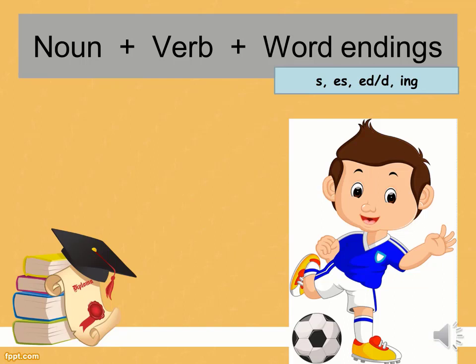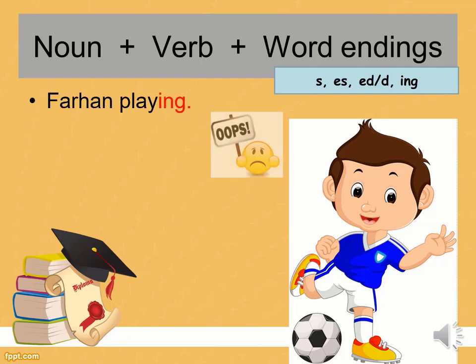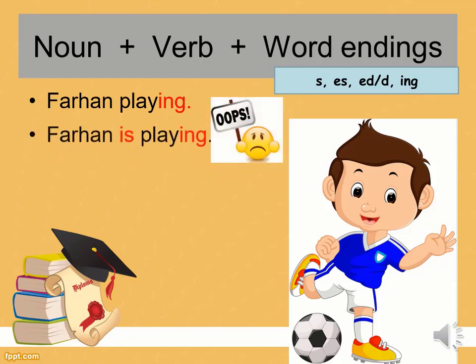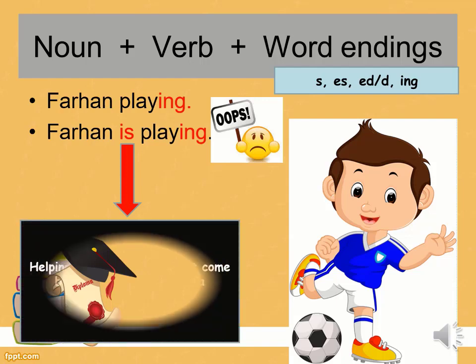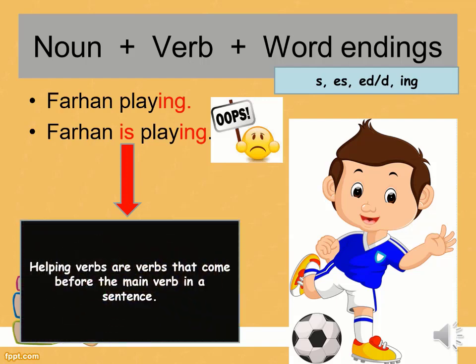Dear children, can you make a sentence by looking at this picture? Can I say Farhan playing? No, there is something wrong with this sentence. The correct sentence is Farhan is playing. Is is the helping verb. Helping verbs are those verbs that come before the main verb in a sentence.